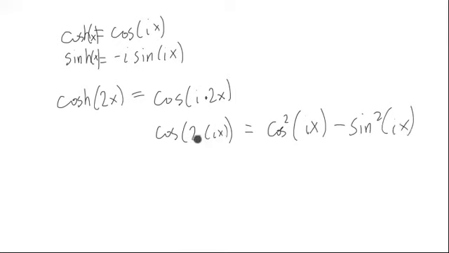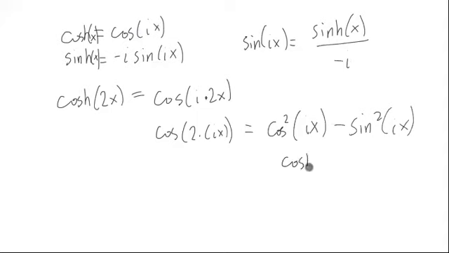So this is an identity. Cosine of 2 times something is equal to cosine squared of it minus sine squared of it. So using this identity, we can work with this a little bit. In fact, let's rewrite sine ix in terms of sinh. So we can write things in terms of sinh and cosh again. So sine of ix is equal to sinh of x divided by negative i. So in here, let's just substitute cosine of ix with cosh. So this would be cosh squared of x.